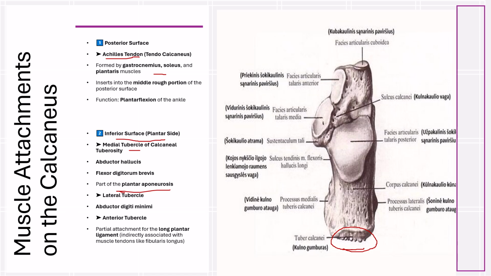Another landmark is the lateral tubercle, which provides the attachment to the abductor digiti minimi, and there is another, the anterior tubercle, which is the partial attachment for the long plantar ligament, and these are indirectly associated with the muscle tendons and the fibularis longus.